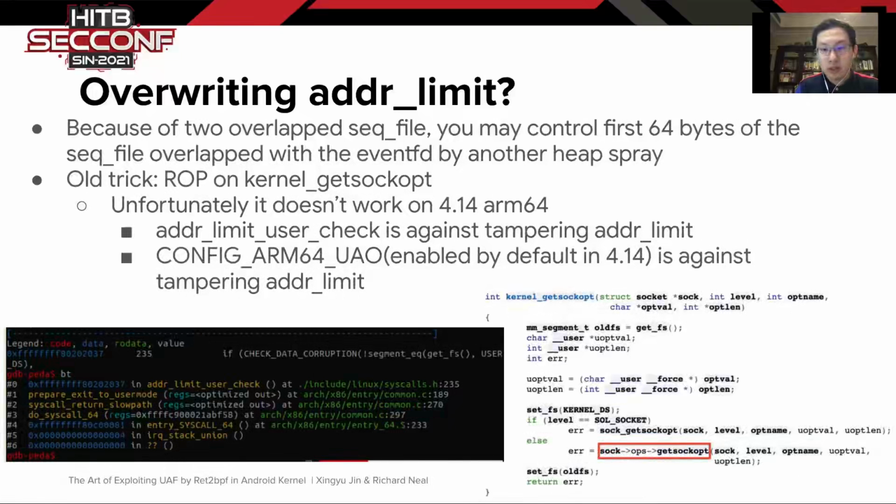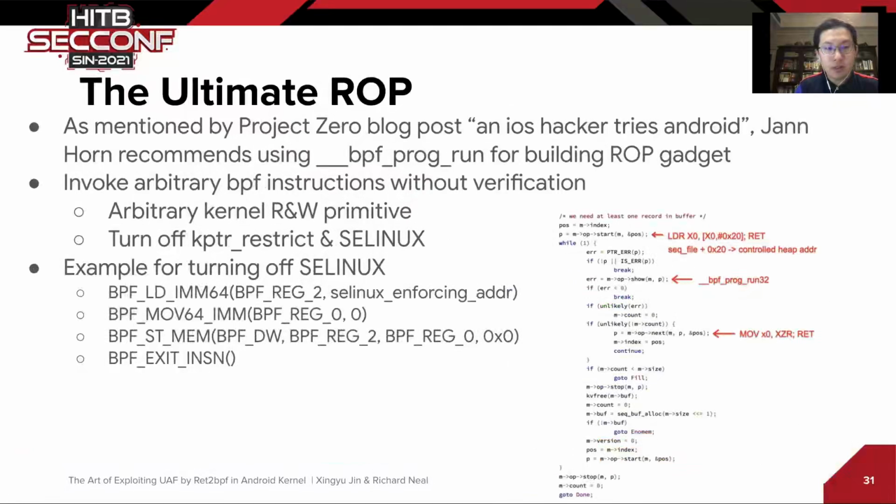So here is the ultimate drop, and we also call it Ret2bpf. And as mentioned by Project Zero, we can invoke an internal function called bpf_prog_run as the ultimate drop. The basic idea here is that if the second argument is the address of the bpf instructions, then the kernel is happy to execute arbitrary bpf instructions without any kind of verification. So you can do everything you want.